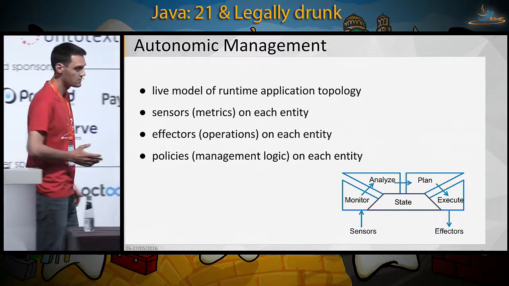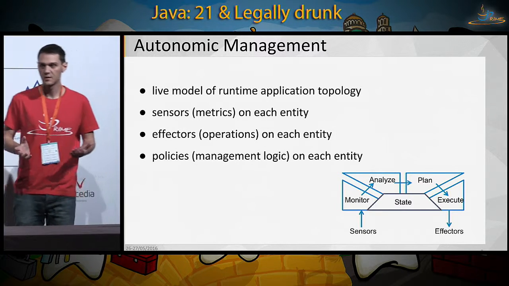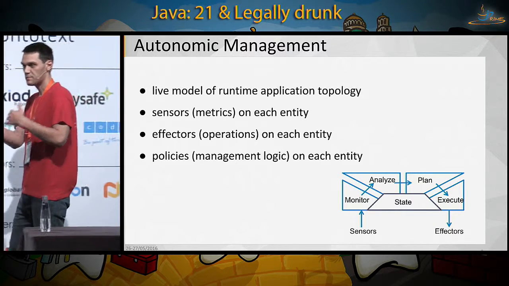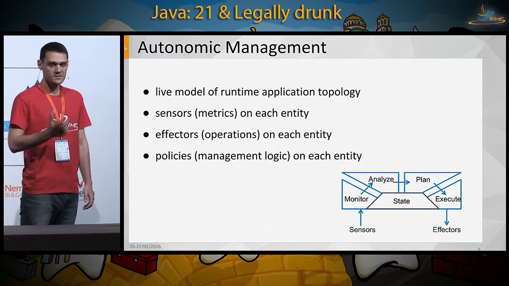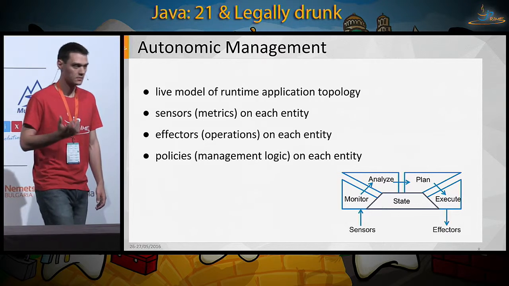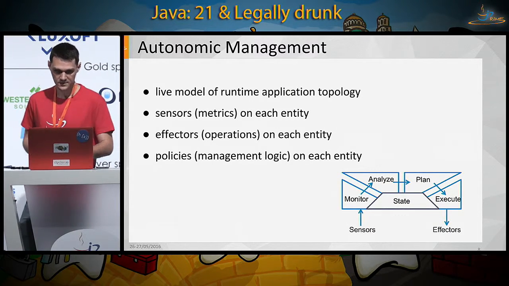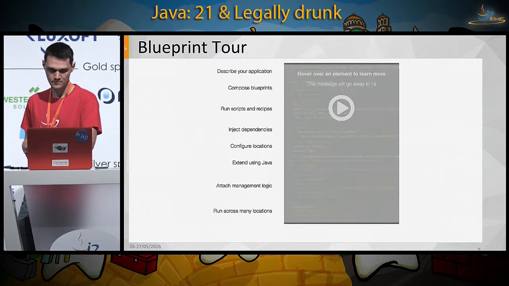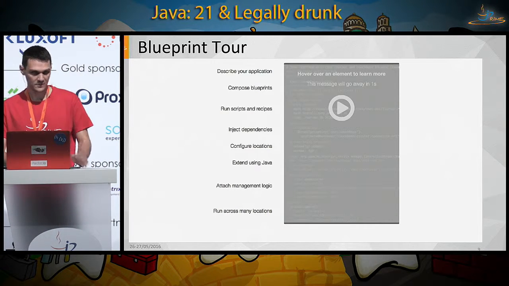So on the other side, you have the effectors, which are packaged blobs of behavior, of actions, say resize action or restart action. You can mix and match all those together, so you can attach sensors to entities, you can attach effectors to entities, but what ties them together are the policies. That's where the management logic lives. Policies monitor the sensors, and they subscribe to those sensors they are interested in, and when they see that they need to take some action, they'll call the effectors. So policies monitor and take actions by calling the effectors. Right? So let me give you some more hands-on experience of the blueprint.